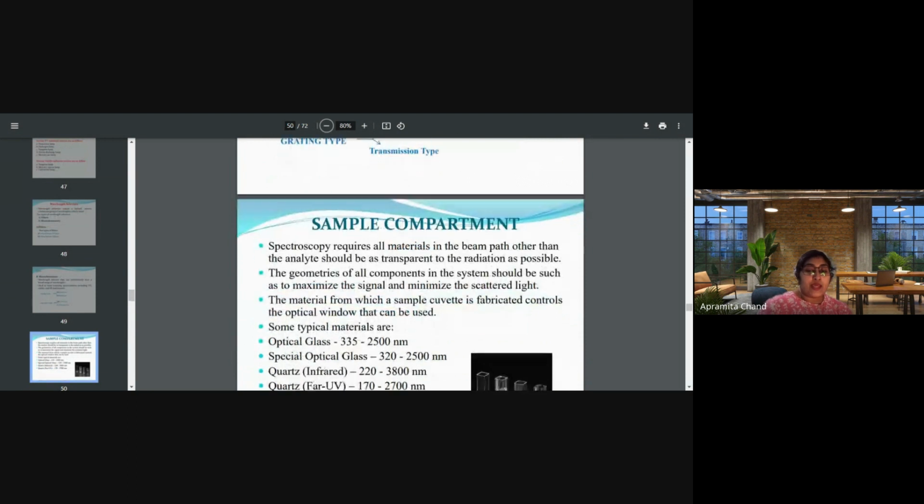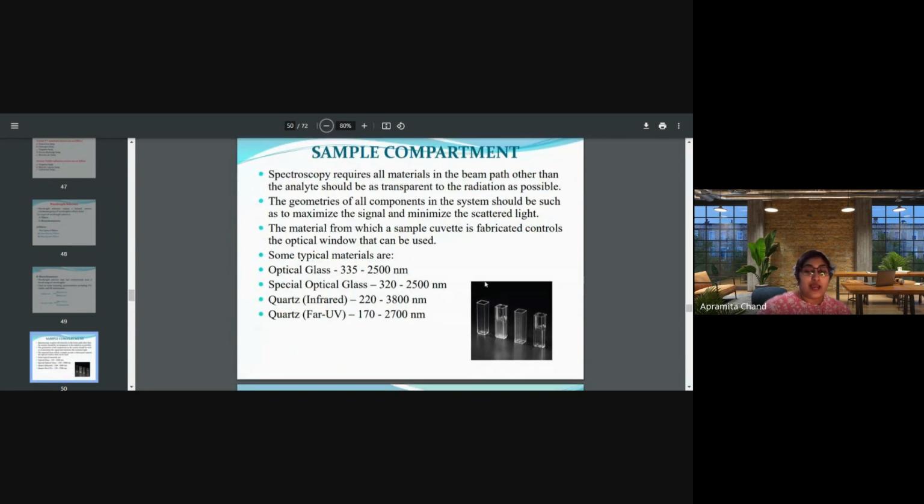Now, sample compartment. Have you all seen a cuvette? Has anyone seen a cuvette? So this is what a cuvette looks like. This is your sample container.